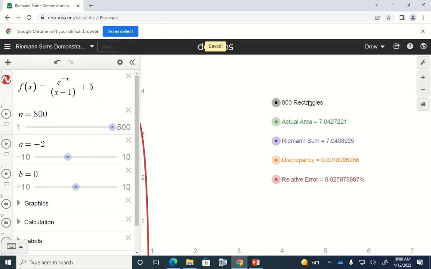Anyways, with 800 rectangles, we get a Riemann sum of 7.04 something, and that gets very, very close to the actual area. And in fact, like I mentioned, the way that Desmos is calculating the actual area is actually just counting up the areas of rectangles. It's doing a Riemann sum, but it's doing it with even more than 800 rectangles. It's doing it with a lot of rectangles to get the actual area number.